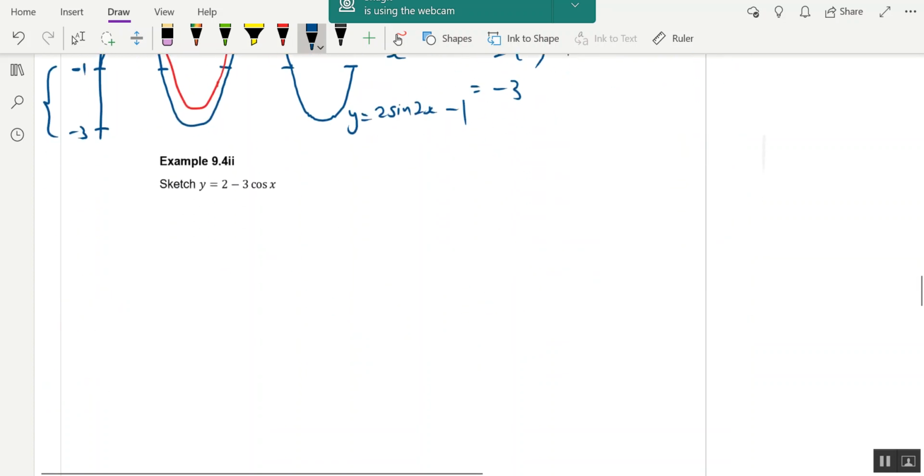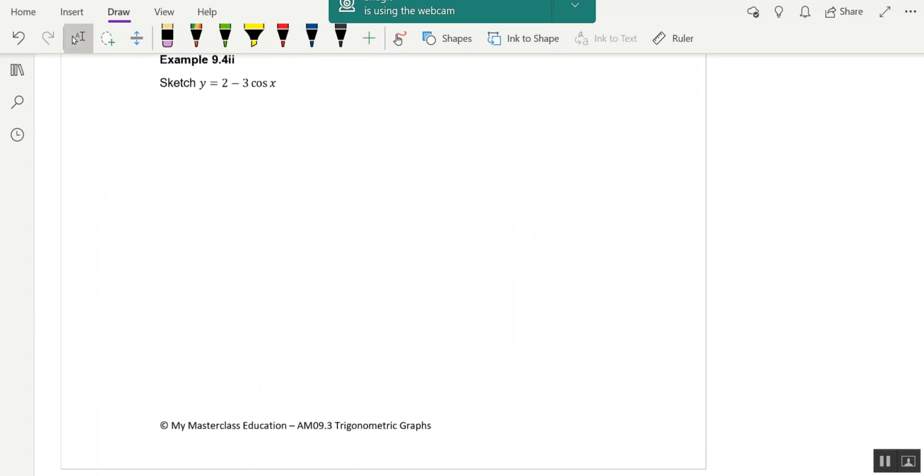Okay, so let's go to the next one: 2 minus 3 cos x. So when you see minus 3 cos x, roughly in your mind, you must know the graph must flip. Instead of having a standard cosine graph, it doesn't look that way anymore. It will look like this.